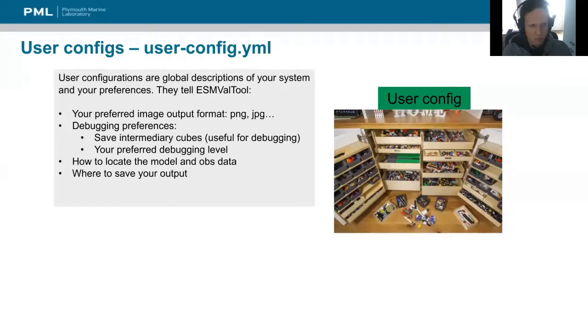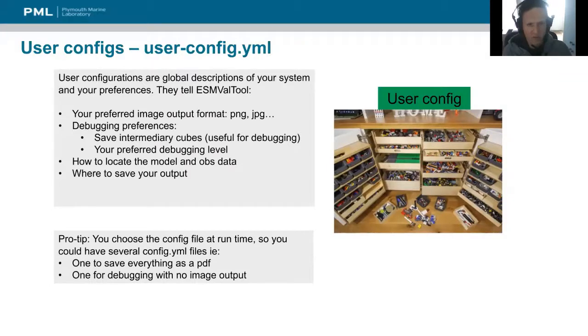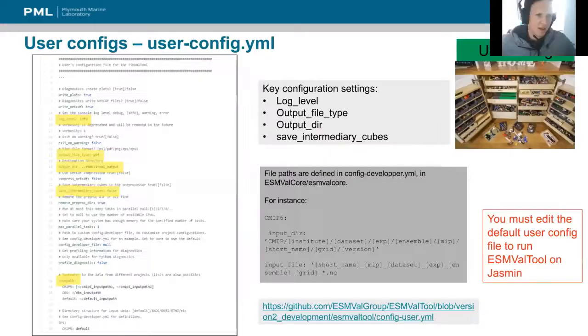A useful tip: you can have more than one user config file. You could have a production one that has everything in PDFs and all the debugging flags set to minimum. And then you could have a debugging one, with a quick image format like a PNG and as much debugging information as you need. As you choose it at runtime, you just tell it which one you want. Okay, so this is a user config file. The crucial settings that I found are log level, the output file type, the output directory, and the flag save intermediary files.